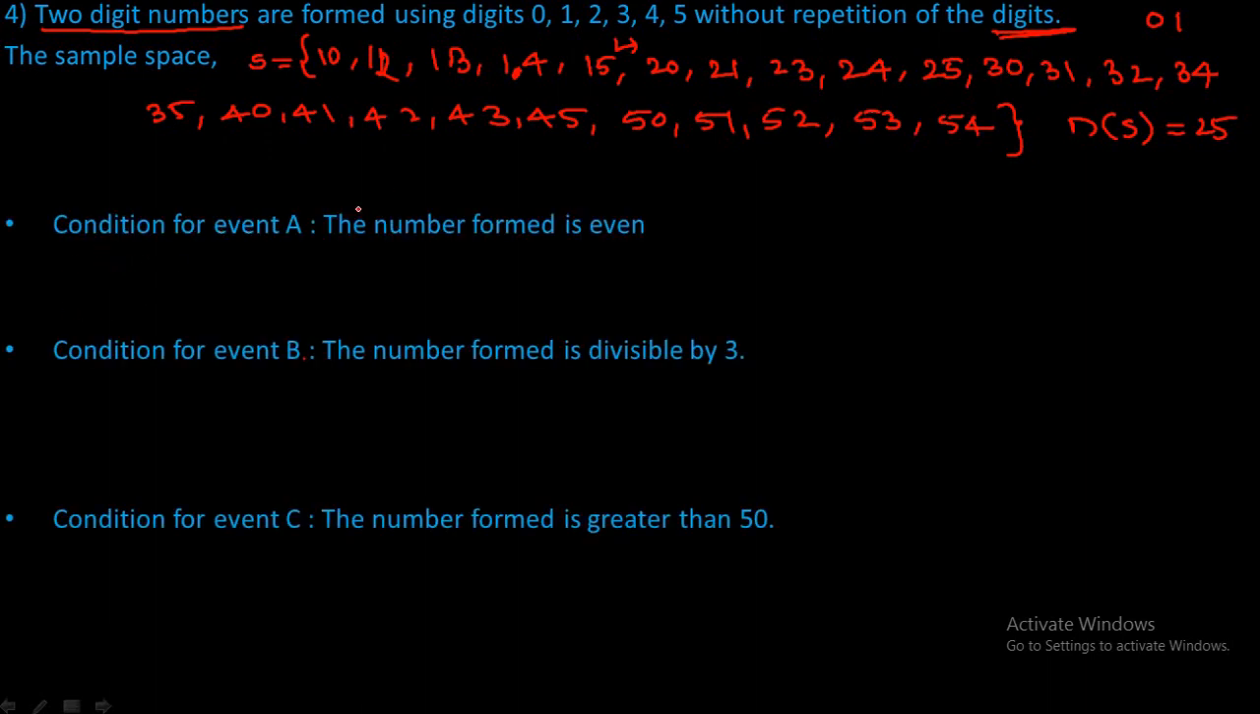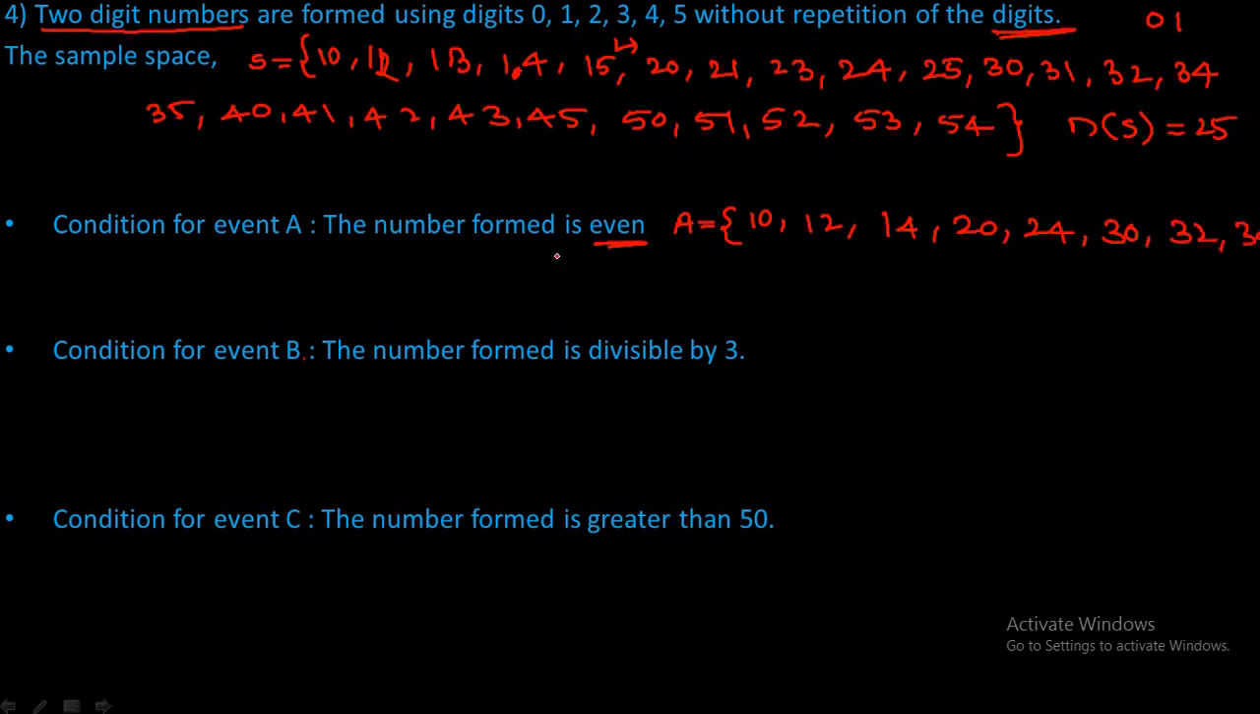They have given the condition for event A, so we will write event A here. The condition is: the number formed is even. So you have to select any number from this which is even. 10 is even, 12 is even, 13 is not even, 14 is even, then 20 is even, 23 is not, 24 is even, then 30 is even, 32 is even, 34 is even.